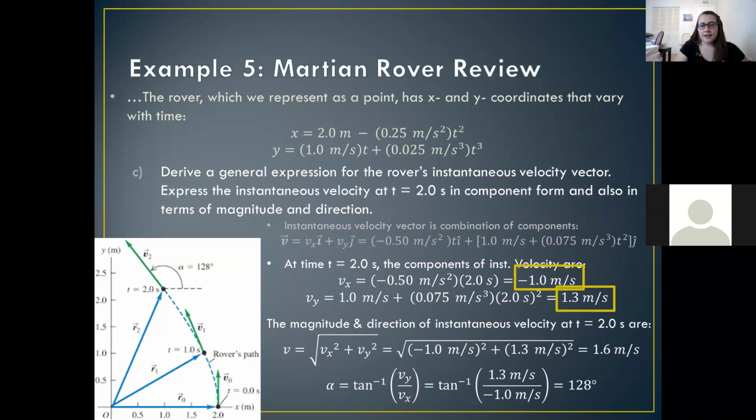To find the angle, in this case, they call it alpha here in the picture, so that's what I went with. The direction, if you remember from chapter 1, is the inverse tangent, or the arctangent, of the y component over the x component. And that gives us an angle of 128 degrees.